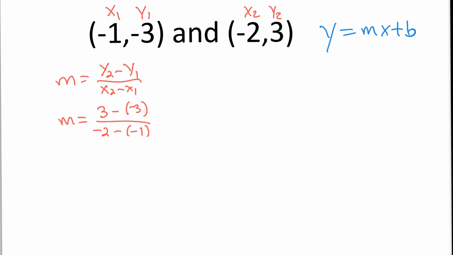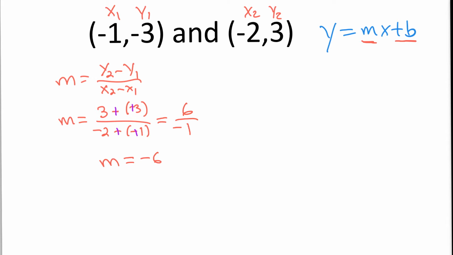So I am going to keep and change, or you guys do negative times a negative. So the answer on the top is going to be 6, and the answer on the bottom is going to be a negative 1. When you guys write down the equation, you don't need a fraction. So I'm just going to turn this into a negative 6. 6 divided by negative 1 is negative 6. All right. So we got m. Here it is. Now we need b.